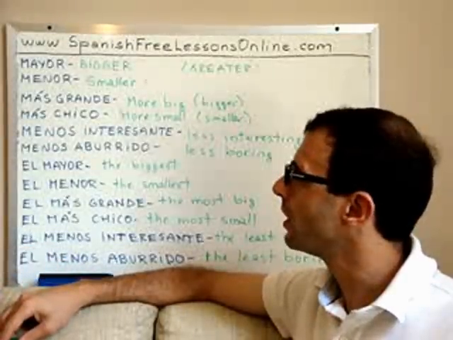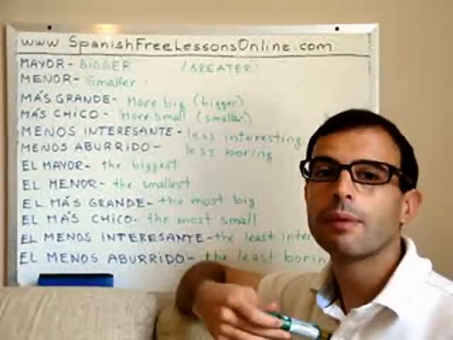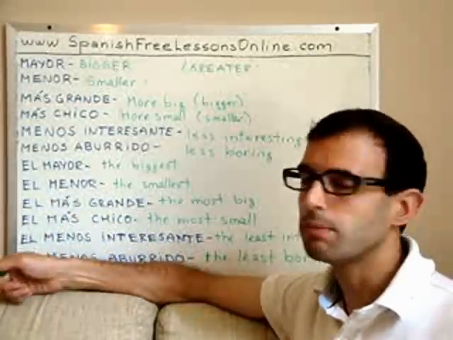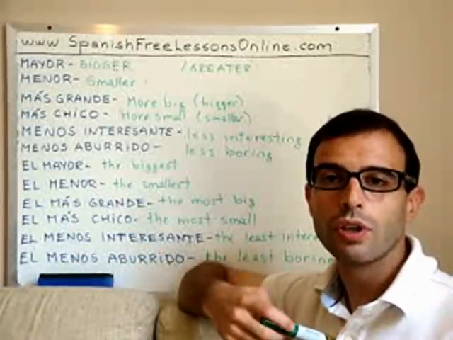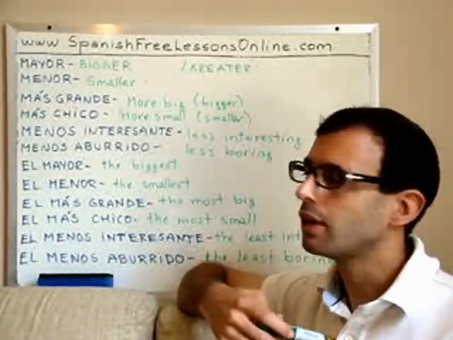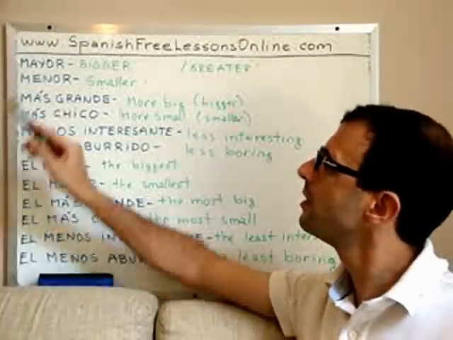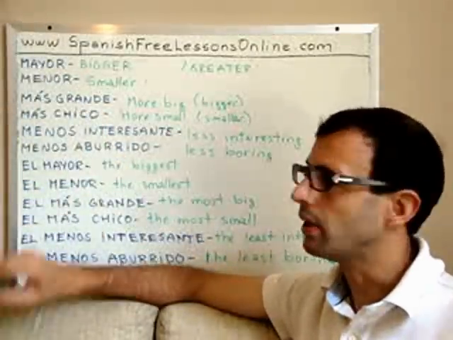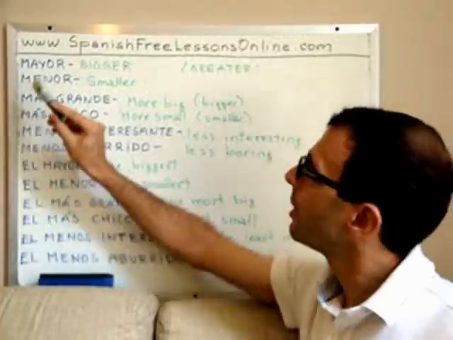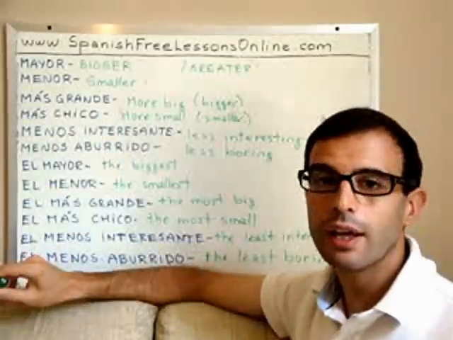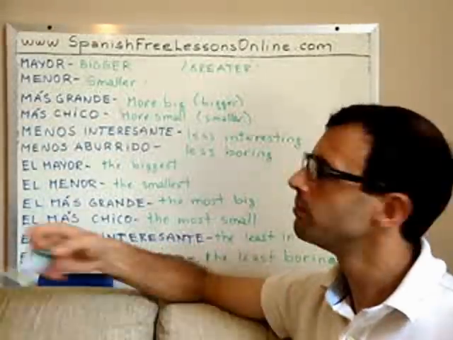So if I want to say I am older than him, okay, I would say yo soy mayor que él, okay, or I would say he is younger than me. Él es menor que yo.